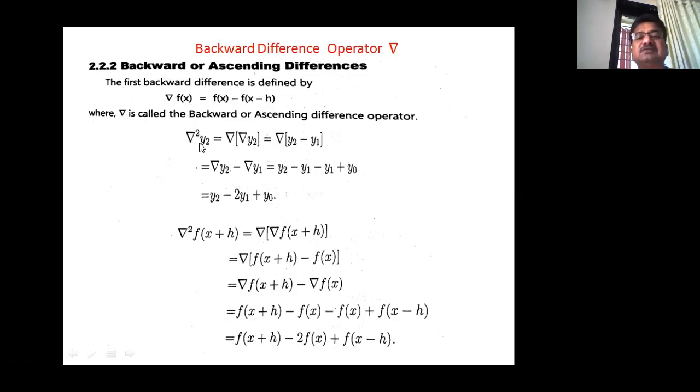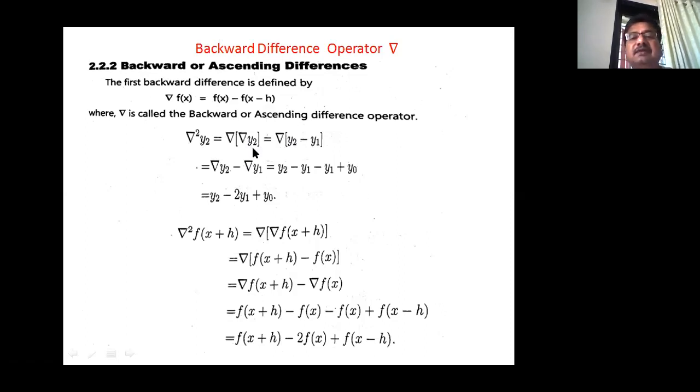So what is del square y2? It is del of del y2. What is del y2? It is y2 minus y1. Y2 means f of x plus 2h, and y1 is the value of the function f at x plus h. The meaning of y1, y2 was given in the previous lectures: y0 means f of x0, y1 means f of x0 plus h.